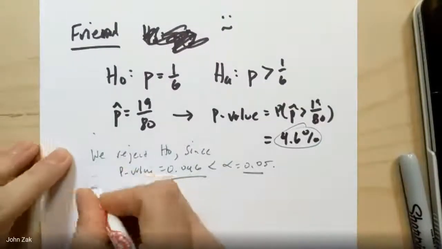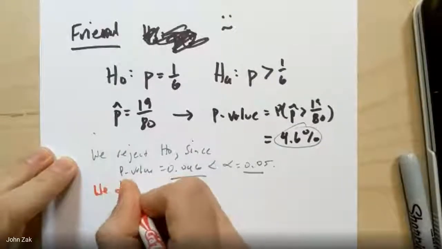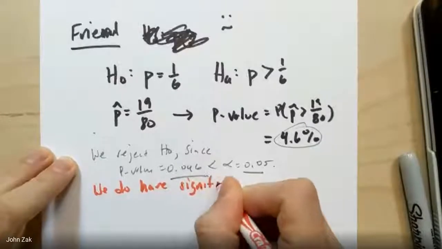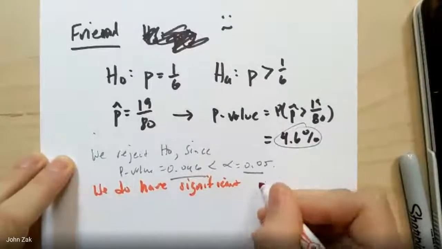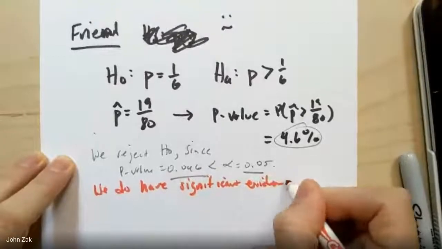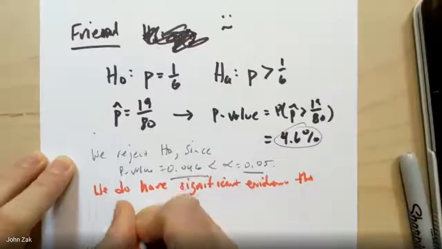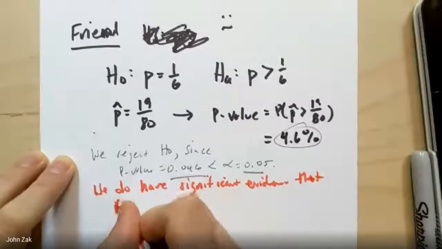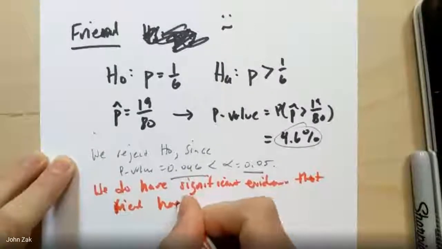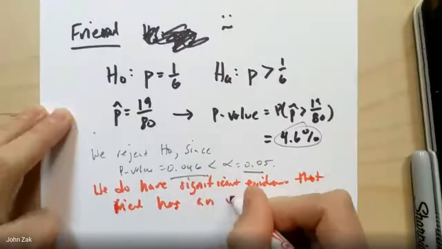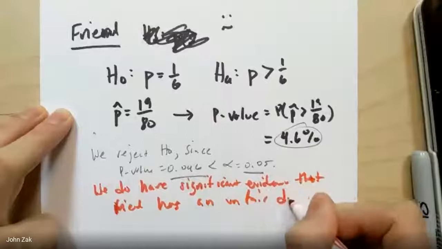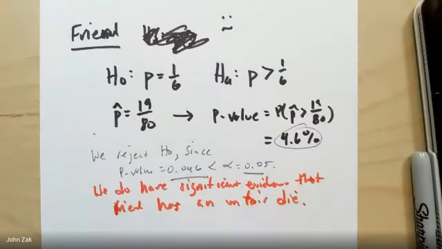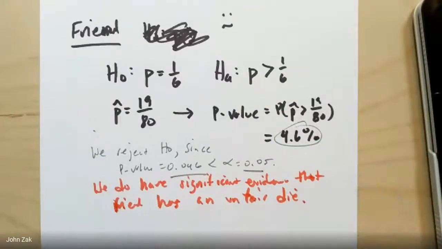That meant that we do have significant evidence that your friend has an unfair die, essentially. Not only unfair, but in fact unfair to the advantage of rolling 6s, right? So we did have significant evidence of that.